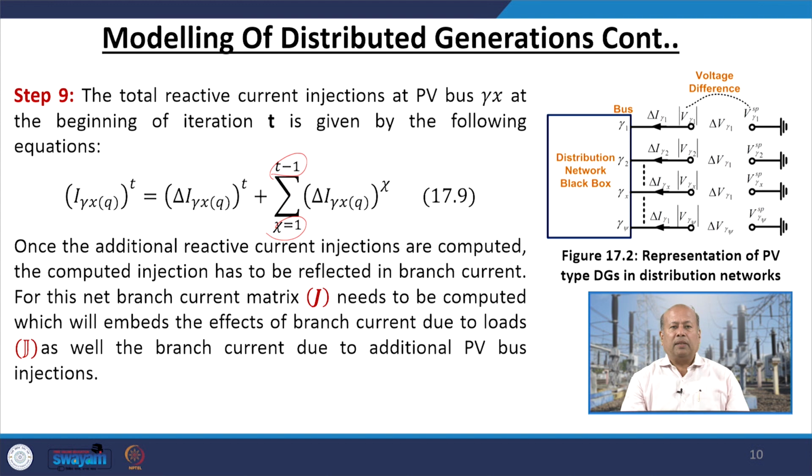Now, once the additional reactive current injections are computed, the computed injection has to be reflected in branch current. For this, the net branch current matrix J needs to be computed, which embeds the effect of branch current due to load J as well as branch current due to additional PV injections.